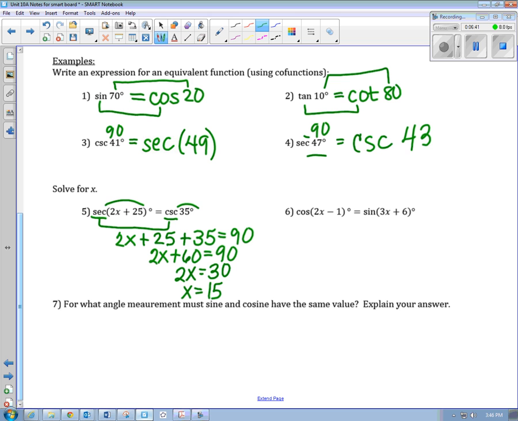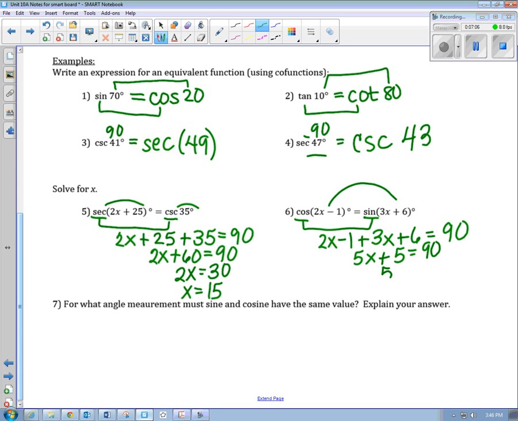I can do the same thing with number 6. I have two cofunctions. They are set equal to each other. In that case, it means that their angles must be complementary. So 2x minus 1 plus 3x plus 6 has to equal 90 degrees. So 5x plus 5 equals 90. 5x equals 85, which is going to give me that x is equal to 17 for my answer for this one.